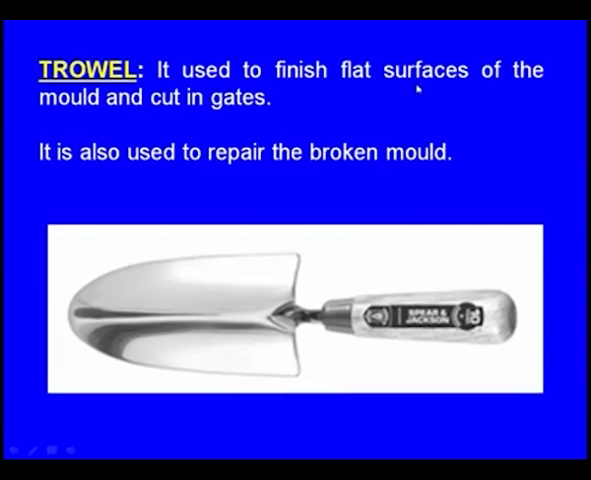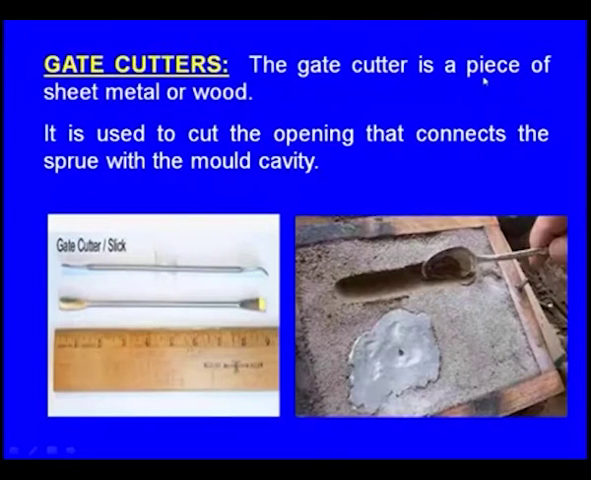Next one, trowel. It is used to finish the flat surfaces of the mold and cut ingots. It is also used to repair a broken mold. If the mold is broken somewhere, using the trowel we can repair it, and we can also create the gates using the trowel. Next one, the gate cutter. The gate cutter is a piece of sheet metal or wood. It is used to cut the opening that connects the sprue with the mold cavity. So these are the gate cutters.